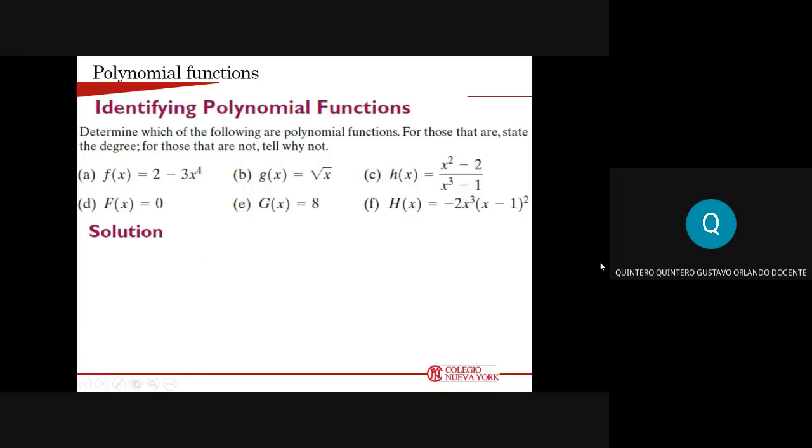Question D. Is question D a polynomial function or not? In the chat, please.